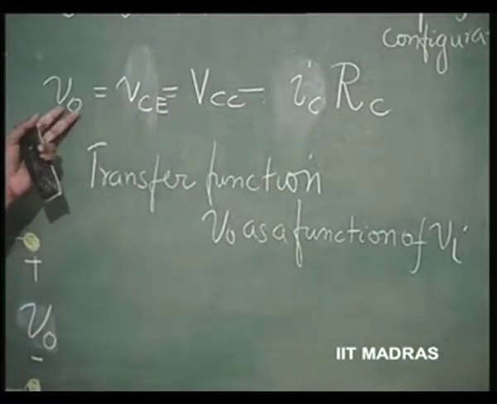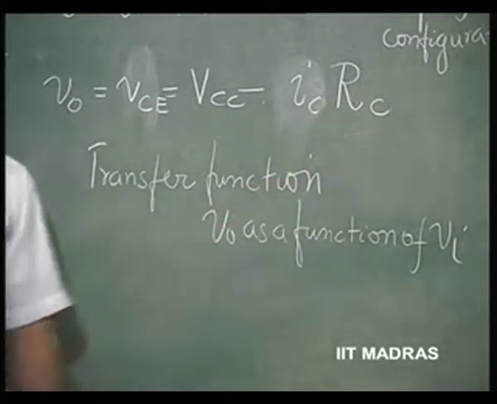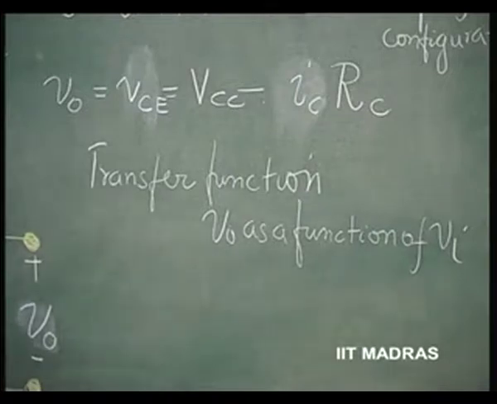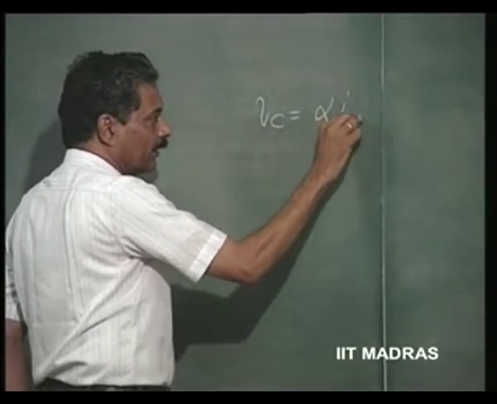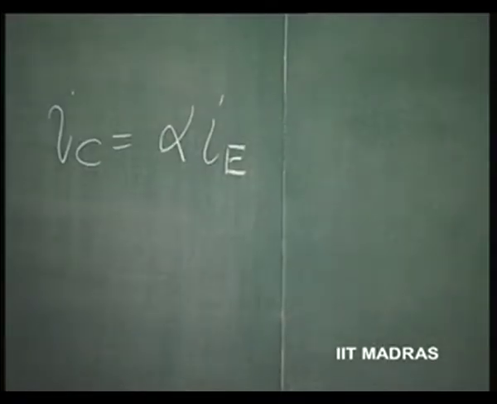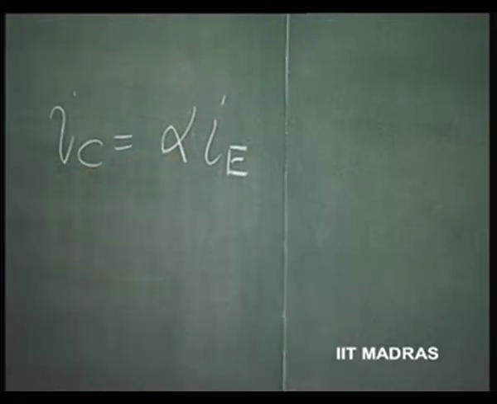V naught, therefore, at any instant of time, is equal to VCC minus ICRC, which is always valid. We know that IC is equal to alpha times IE. We are ignoring the IC naught. So, IC is equal to alpha times IE at every instant of time. This is valid as long as the transistor base-emitter junction is forward biased and the collector-base junction is reverse biased, so that transistor action takes place.